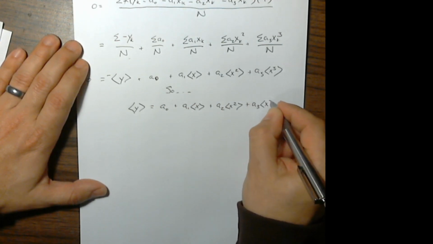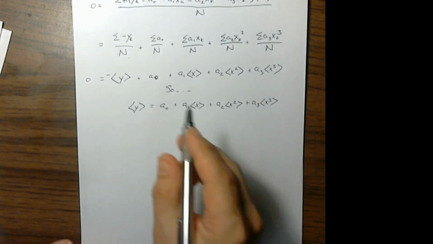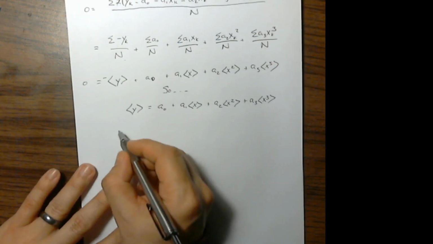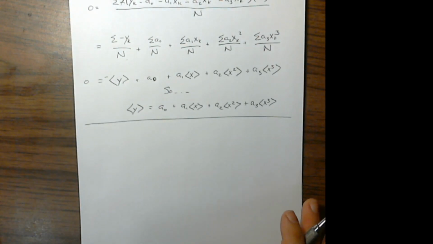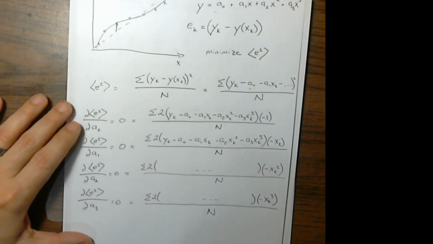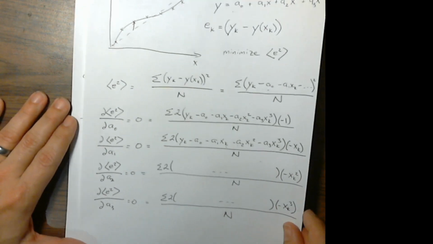All right, let's do this one more time, and then we're just going to be able to see the pattern for how this works. So that was looking at just the A0 equation from here. Now let's look at the A1 equation. Let's look at this one right here and see how that goes.